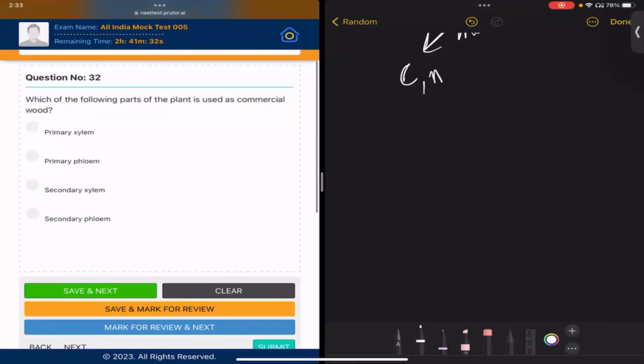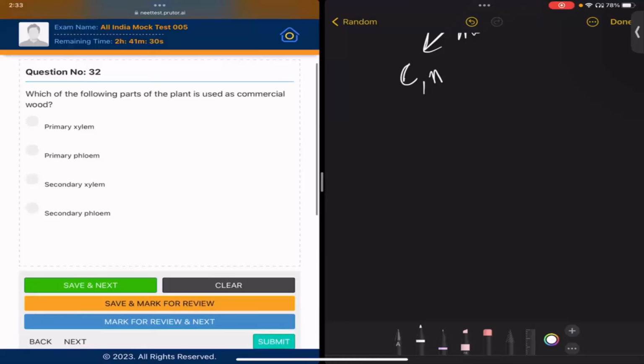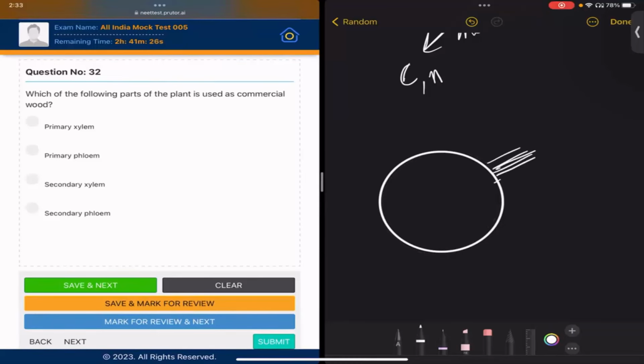Which of the following parts of the plant is used as commercial wood? Commercial wood. Wood is the outer part of the plant. Okay, part of the plant. Sorry, outer part of the plant is cork. Inner part, this xylem part, secondary xylem part is actually the wood part.